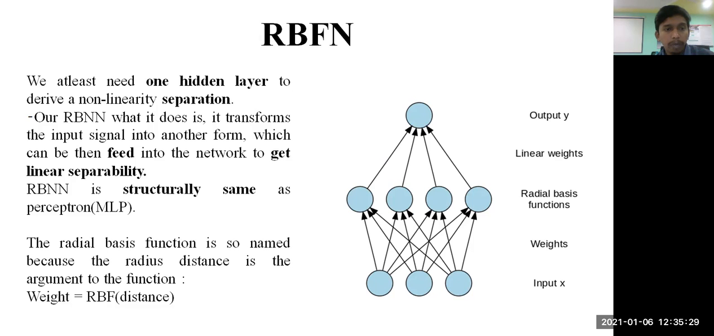So what RBNN does is it transforms the input signals into another form which can then be fed into the network to become linearly separable. That's what is represented in the architecture here. You can see RBNN transforms the input signals into another form. Thus, it achieves linear separation.